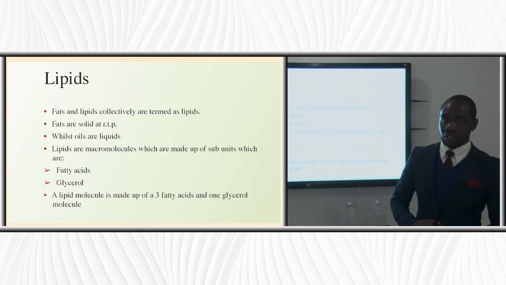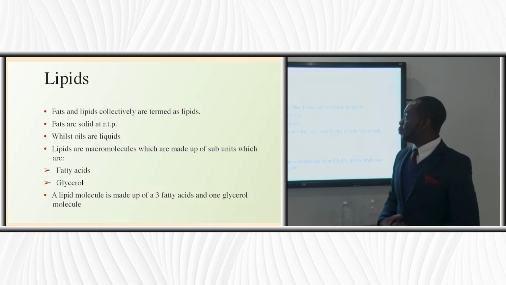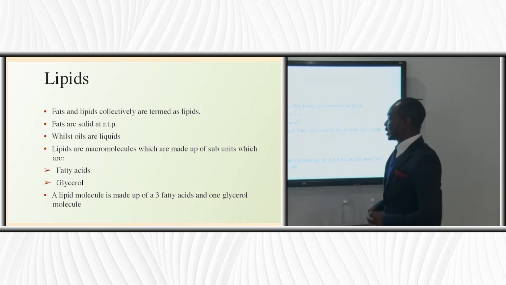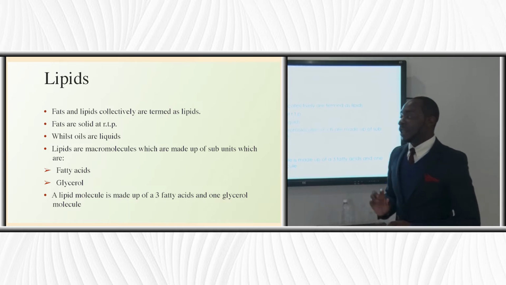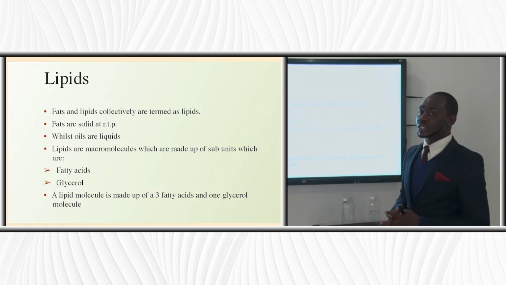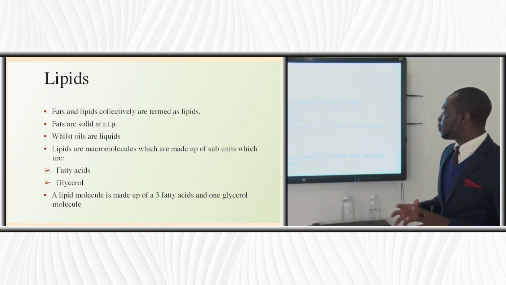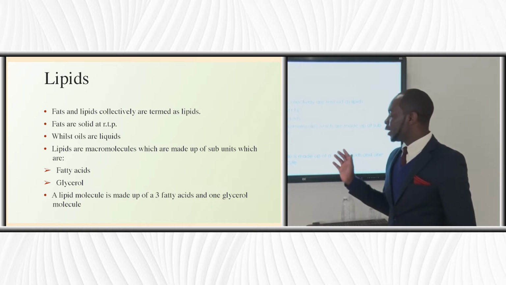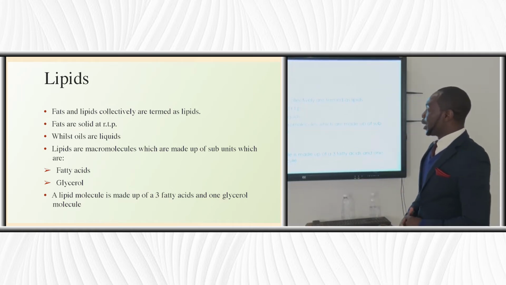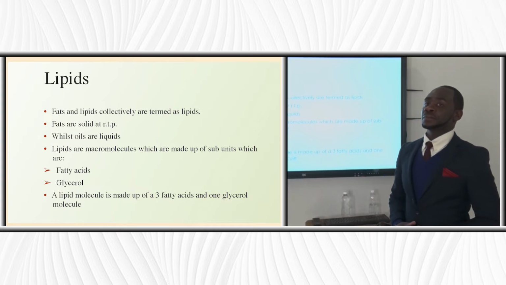Lipids. Let's move on to the second class of biological molecules. Lipids, fats, and oils are collectively termed as lipids. Fats are solid at room temperature, whilst oils are liquid. Lipids are macromolecules which are made up of subunits, which are fatty acids and glycerol. So after the break, we're going to look at the structure of a lipid molecule.